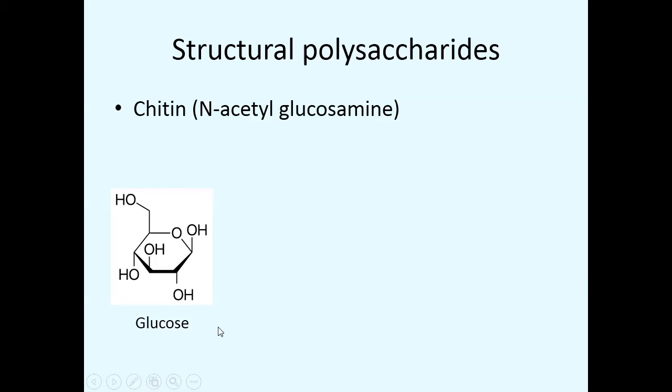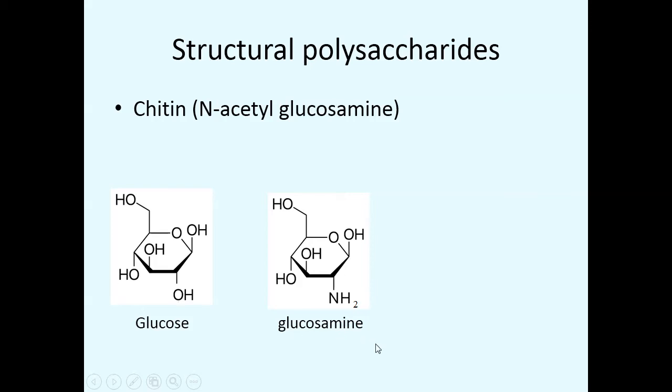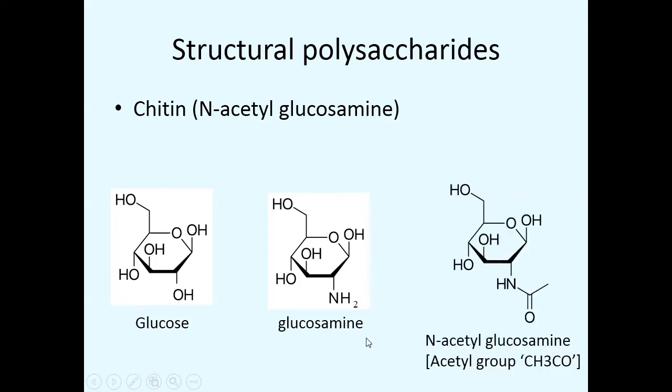So let us first draw the structure of glucose. Carbon number 2 of glucose contains a hydroxyl group. When this hydroxyl group is replaced by an amino group, it becomes glucosamine. Now if you take away one of the hydrogens of the amino group and substitute it with an acetyl group, the resulting molecule is N-acetylglucosamine as shown in the figure.